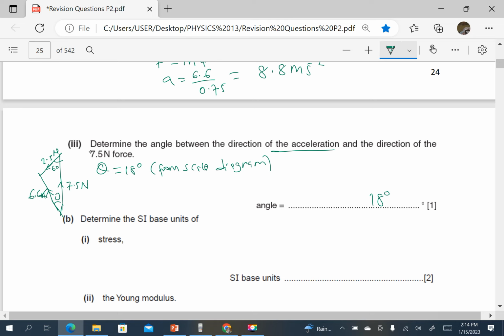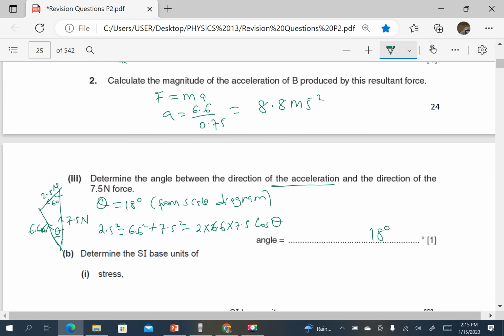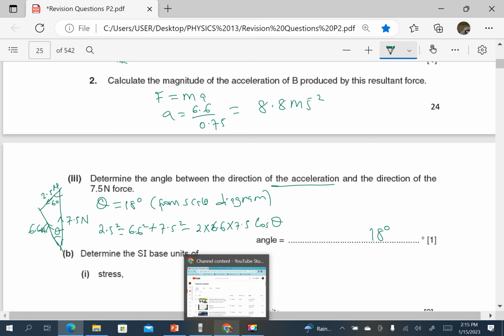I want this angle here as theta, so I will use the cosine rule. The opposite side is 2.5. So by the cosine rule, I will say 2.5 squared equals 6.6 squared plus 7.5 squared minus 2 times 6.6 times 7.5 cos of the angle theta. So I want to find theta using the cosine rule.